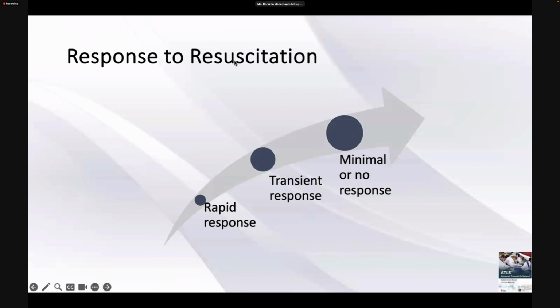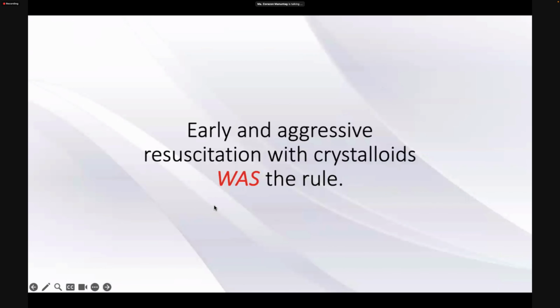Your ATLS also tries to classify your patients according to their response to resuscitation. There are rapid responders, transient responders, and minimal or no responders. This will help us clinically identify patients who will need transfusions and surgery. So of course, your rapid responders may not necessarily require surgery, not even blood transfusion. Your transient and minimal responders have a high risk for transfusion requirement and surgery.